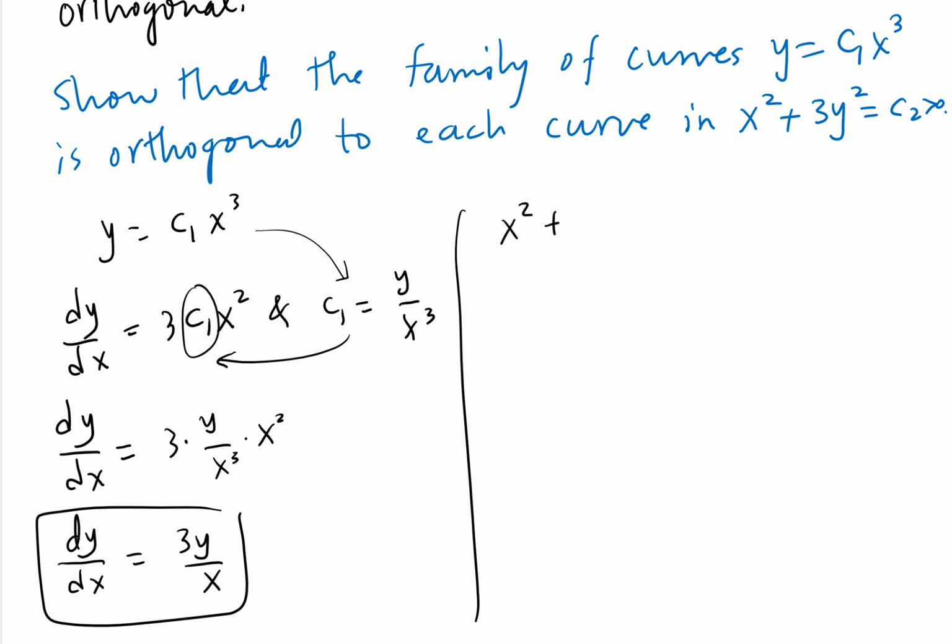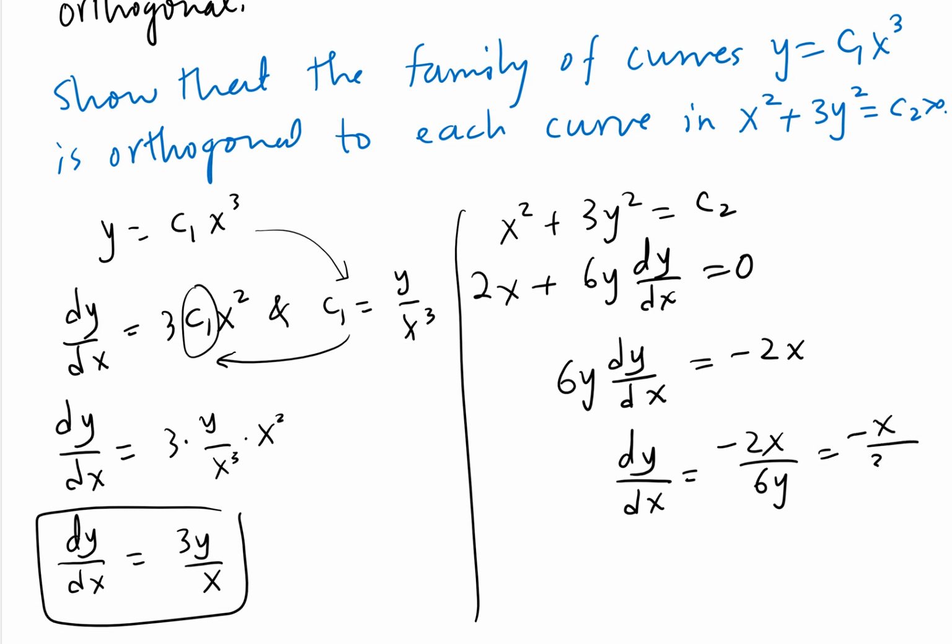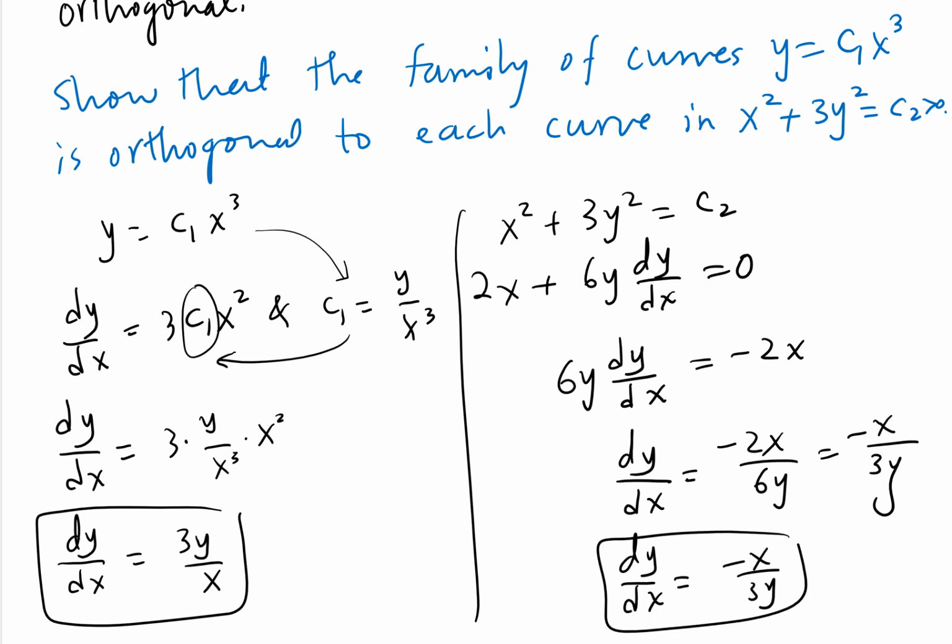For the other one, we can also differentiate both sides to get 2x plus 6y dy dx equals 0. And we need to solve for dy dx. So dy dx times 6y is -2x. So dy dx is -2x over 6y, which is -x over 3y. That's what dy dx is for this second curve.